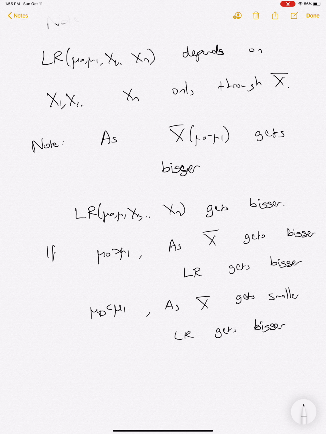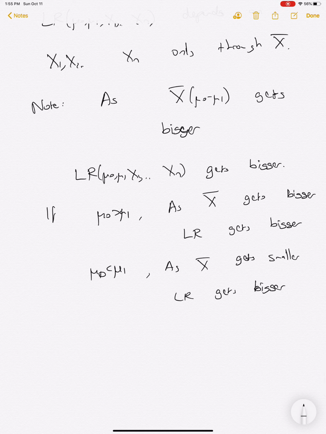Okay, and this kind of makes sense because if your mu0 is bigger than mu1, you would kind of expect that the likelihood of observing that is going to be, as x bar gets bigger, you have more evidence to suggest that the mu is bigger, which is what this likelihood ratio is trying to achieve.